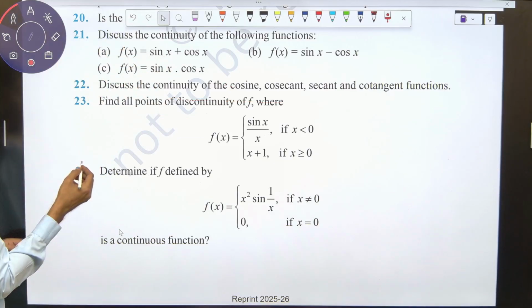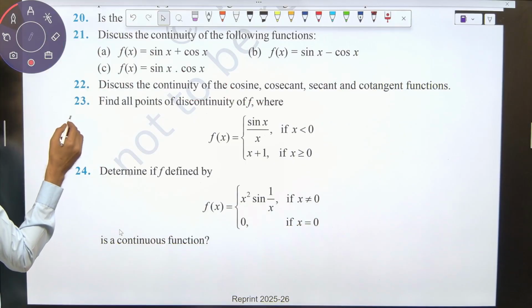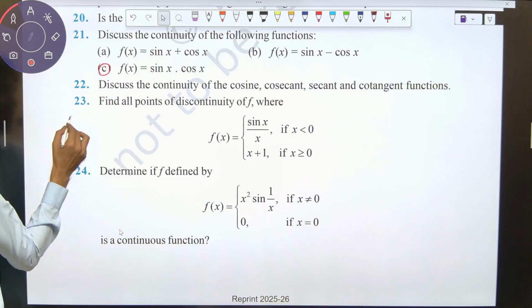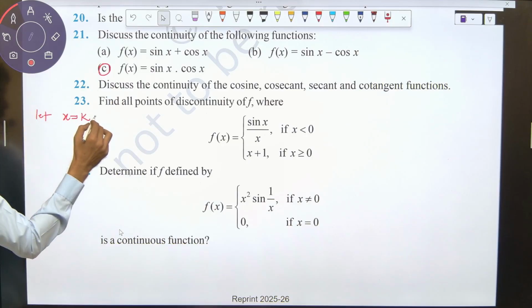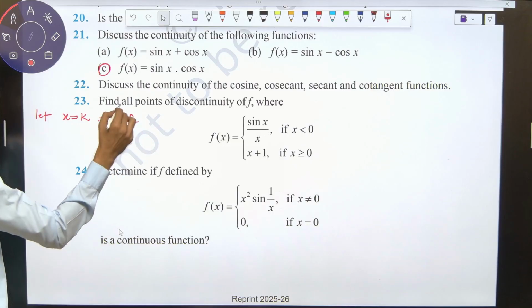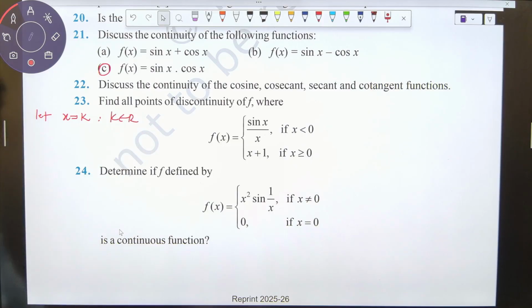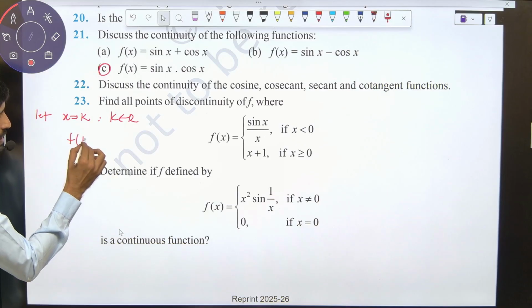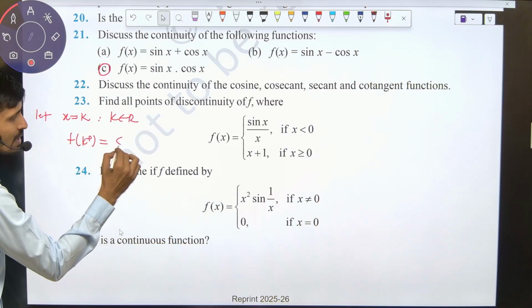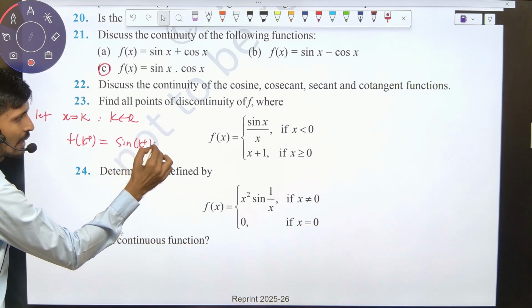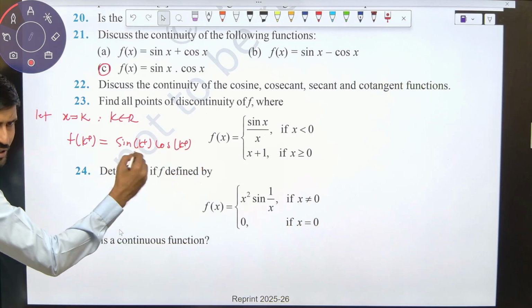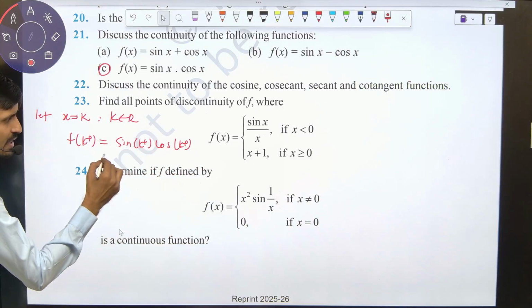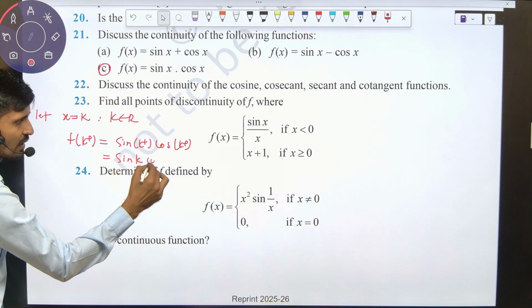Tell me A, B, C, which question you want me to solve? Any one question, choose. C. See what I will do. First of all, I will write x is equals to k. Let x is equals to k, and what is k? K is any real number, you can take any number between minus infinity to infinity. Next, what we have to do? We have to write f of k plus. K plus will be sine k plus into cos k plus. And this is the answer. Limit solving is not required. In the answer, k plus changes to k, so that will become sine k cos k.